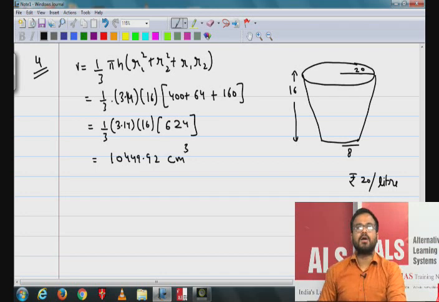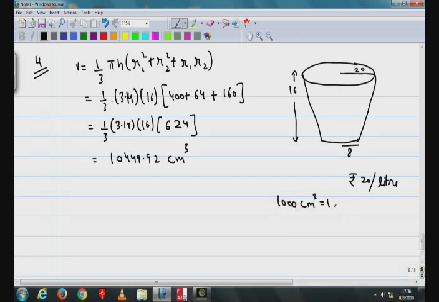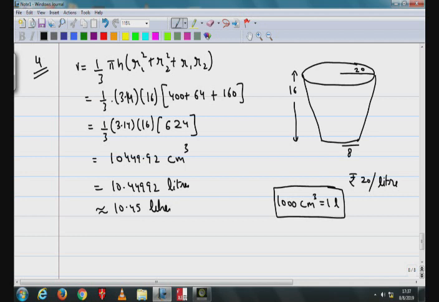Now we have to convert this into liters. The relationship between liter and centimeter cube is that 1000 centimeter cube is equal to 1 liter. So in order to convert that into liter, we have to divide it by 1000. That will be 10.44992 liter. Or we can also say, if we round it off, it will be 10.45 liters.